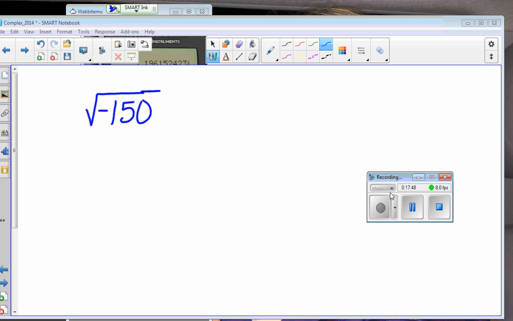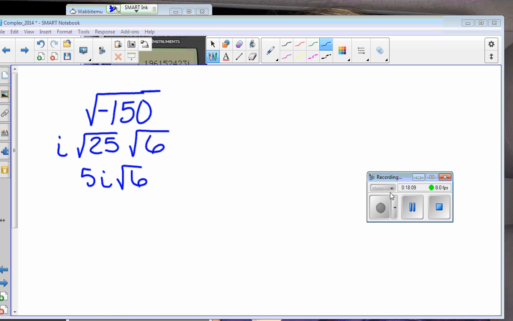So let's rewrite what I can. So I have the i, because I'm taking out the negative sign. I have the square root of 25, and I have the square root of 6. I agree with that. What is the square root of 25? 5. So I have 5i square root of 6.